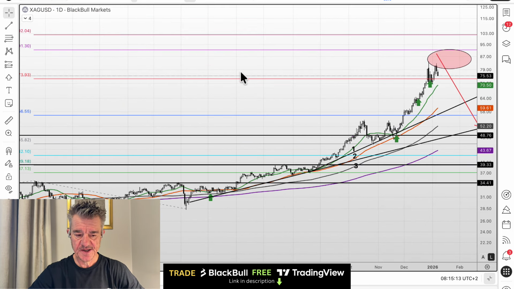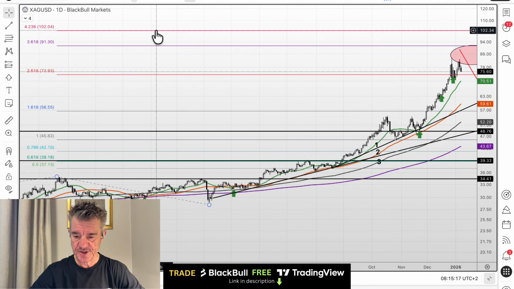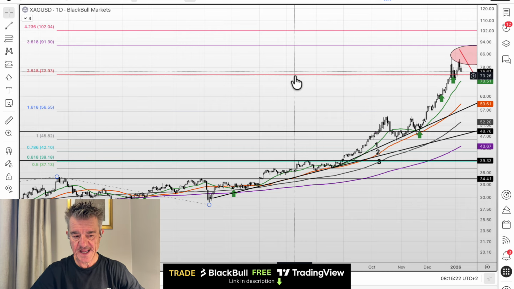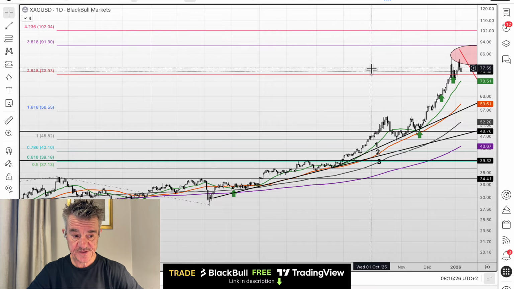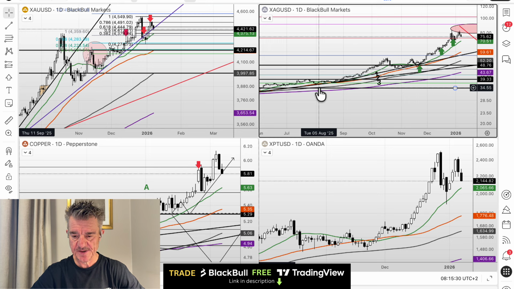Now, let's look above us. The next two fib extensions are at $91 and then over 100, about 102. We could get up to there. And the way this is shaping exponentially, it looks quite possible to get there within the next few days or weeks. So don't get short on silver until you see real evidence.